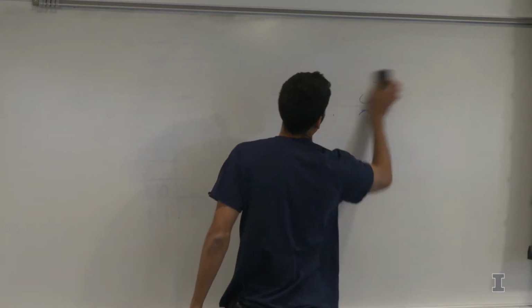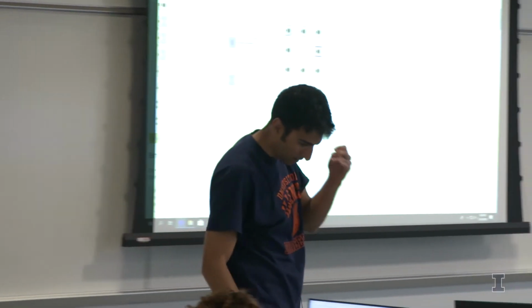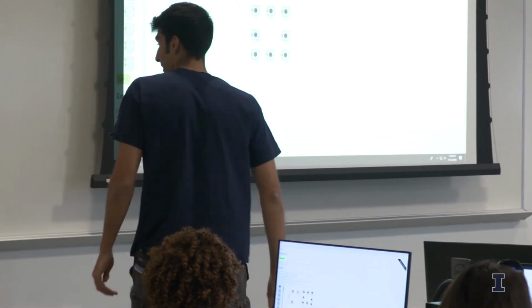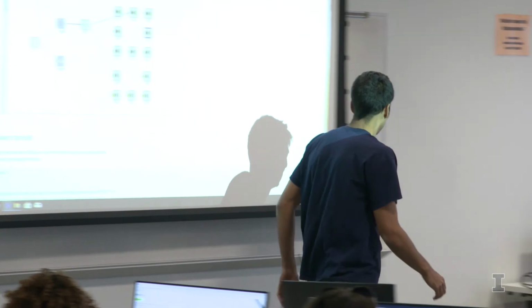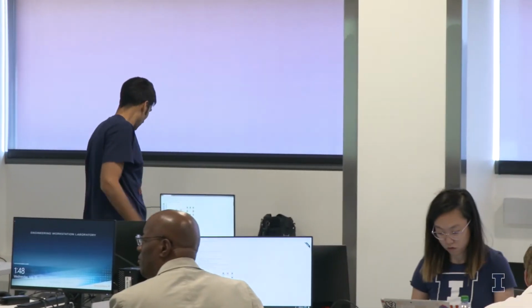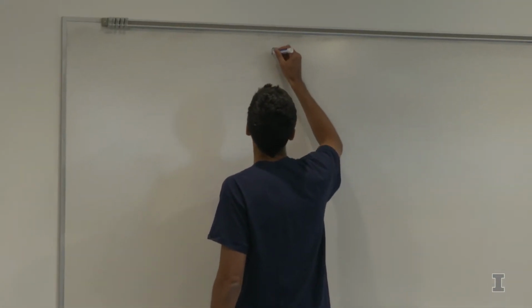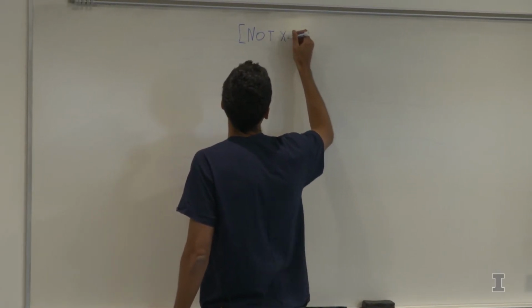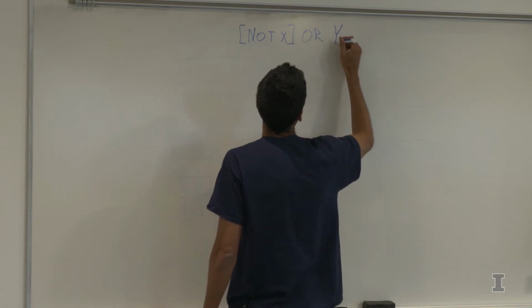Okay, so the second set of wiring says that you're taking all of those L1, L3, L5, L7, and you're doing NOT X or Y. Okay, so let's think about what this means. Okay, NOT X or Y.